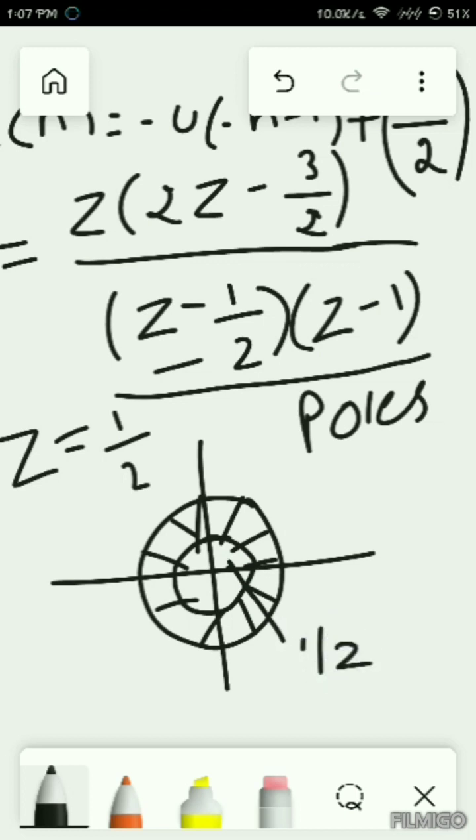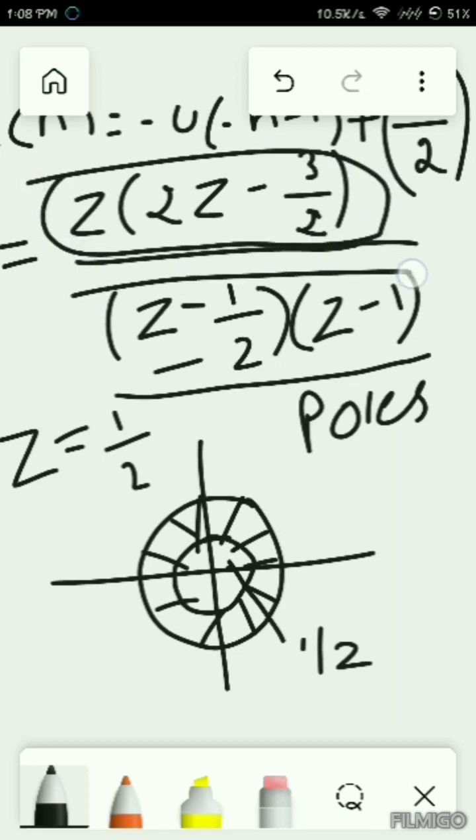First, the upper part is zeros and this is poles. So you equate z minus 1 by 2 and z minus 1 to 0. z minus 1 by 2 is equal to 0, z is equal to 1 by 2. z minus 1 is equal to 0, z is equal to 1. So here you mark it as 1, and these are the poles, right?